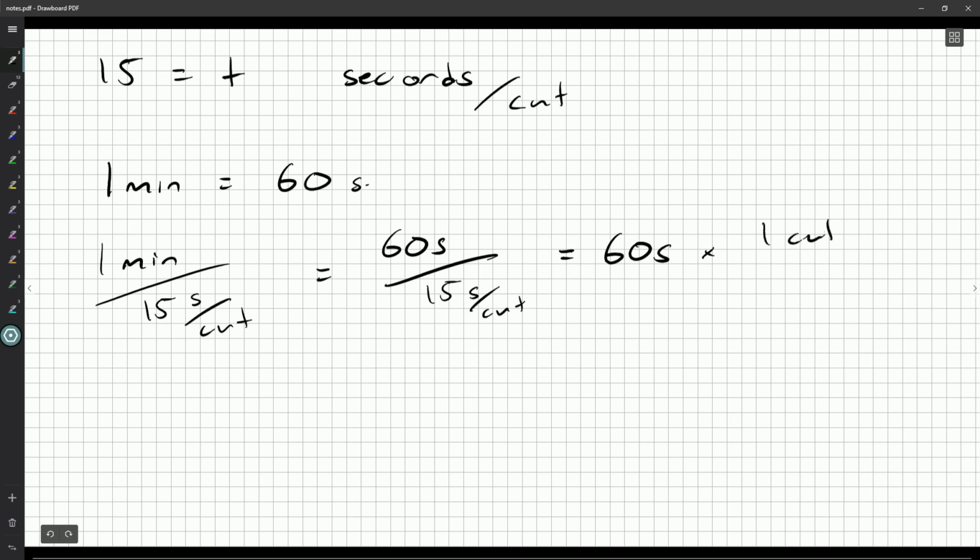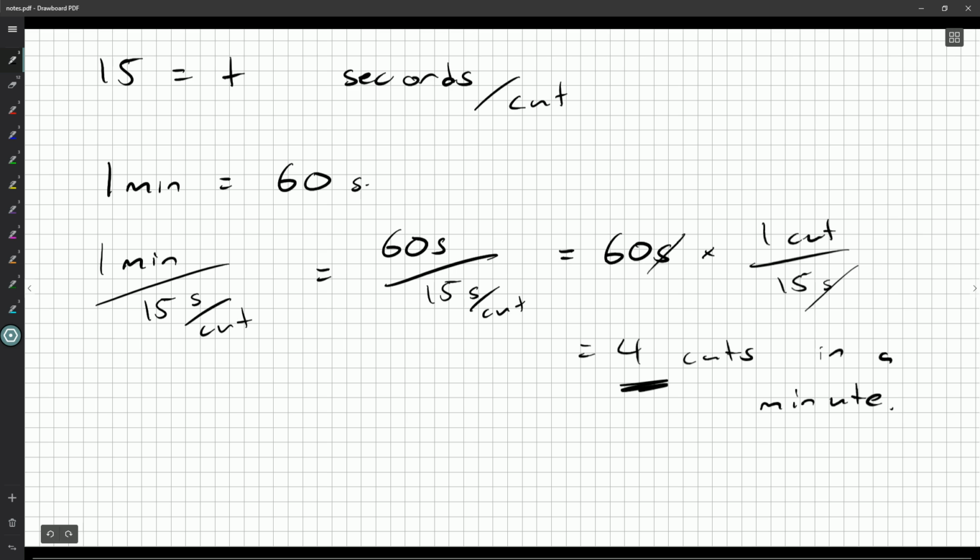So 1 cut per 15 seconds. And now again, the seconds units cancel out. 60 divided by 15 is 4, so we get 4 cuts in a minute. And there we go.